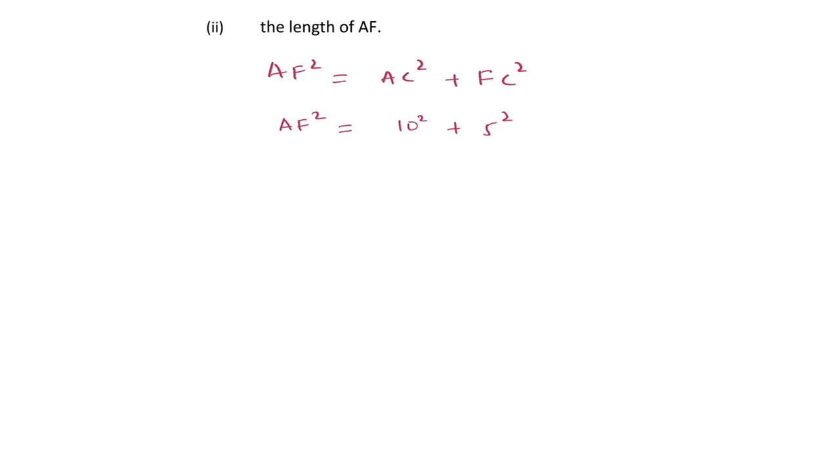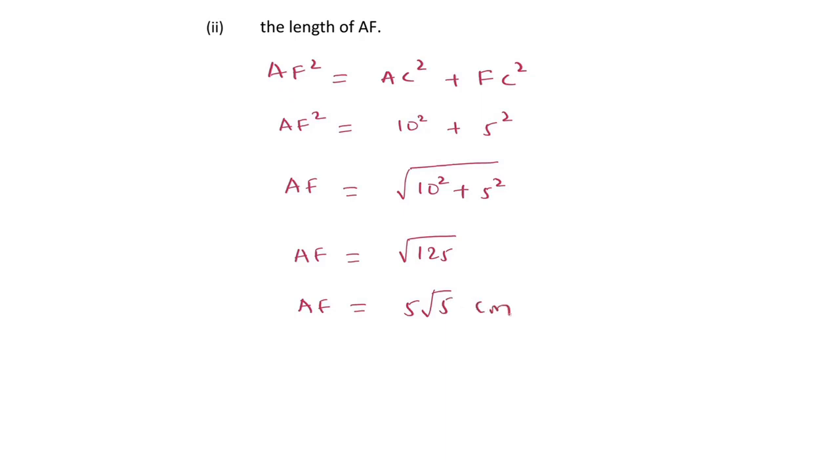Okay, so now let us apply the root both sides. Then our equation is going to be AF equals under root 10 squared plus 5 squared. Solving this, we are going to have AF equals under root 125. Let us now simplify the root. We are going to have AF equals 5 under root 5. Therefore, AF equals 5 under root 5 centimeters.